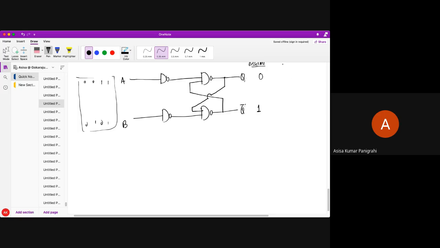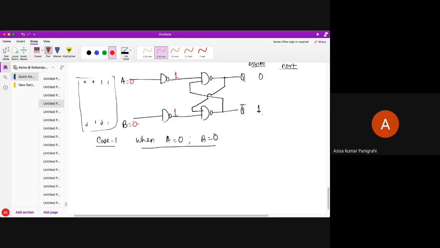And I need to see how it is behaving in the next state. I have the initial state, Q is 0, Q bar is 1. After the next state, how is it behaving? Let's take case 1. What is my case 1? Let's say when A is 0 and B is 0. At that time, what is happening? As I told you, this is nothing else but my NAND gate. If this is 0, this will be my 1. If this is 0, this will be my 1. Do you all understand?